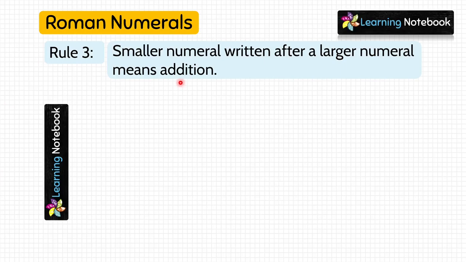Students, let's understand this rule with the help of an example. VI. Here V is a larger numeral and I is a smaller numeral. So we will do addition. Whenever we have a smaller numeral after a larger numeral, we will do addition. So let's do 5 plus 1, which is equal to 6.